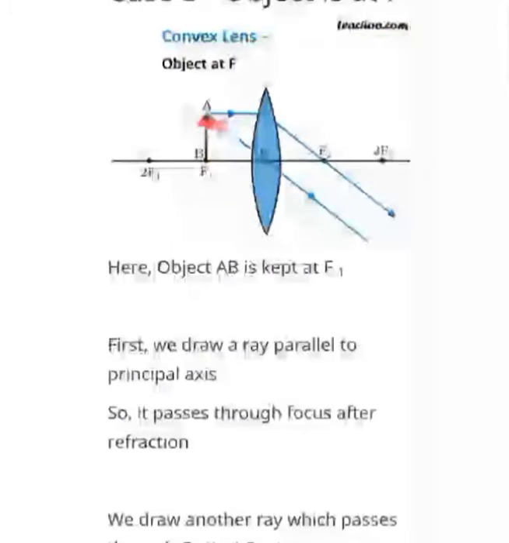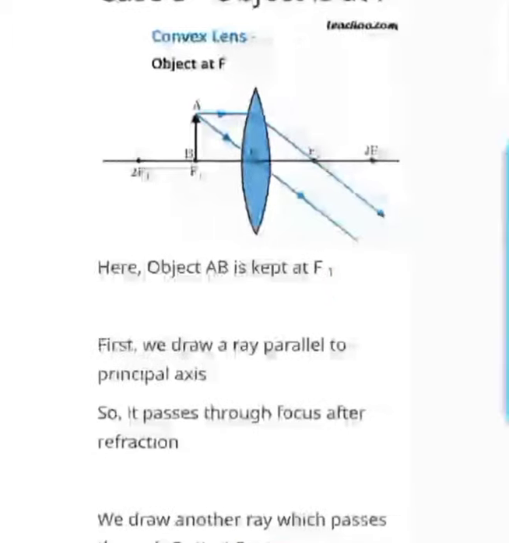If the object is at focus, again we will use the two laws. The first one is, a ray if it is parallel, it will go from focus. A ray if it is going from the optical center, it moves back from the optical center. So we can say that the first one passes through focus after refraction. We draw another ray which passes through the optical center, so the ray will go without any deviation, and the image is formed at infinity.